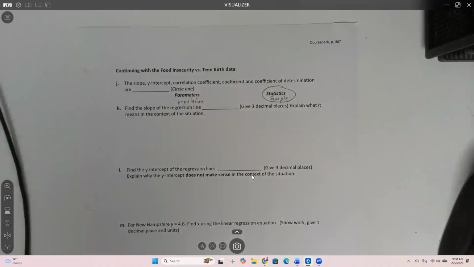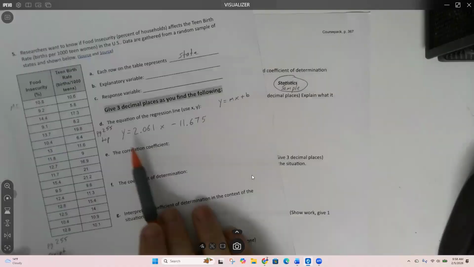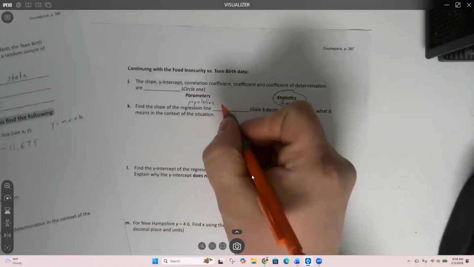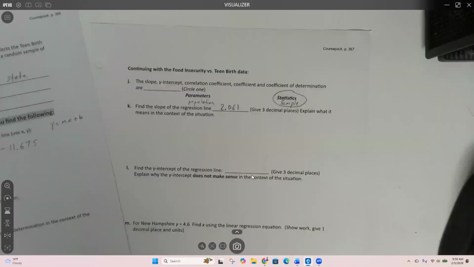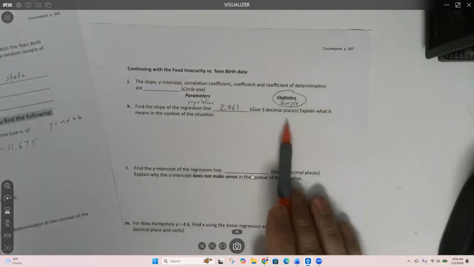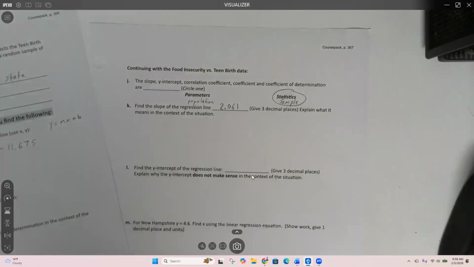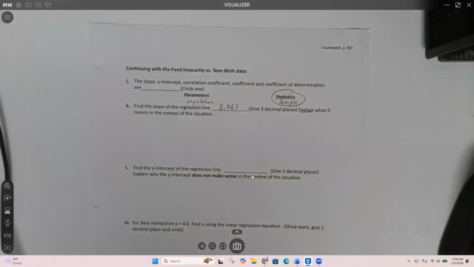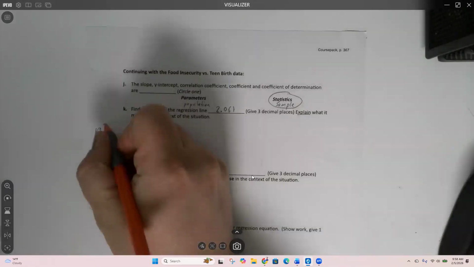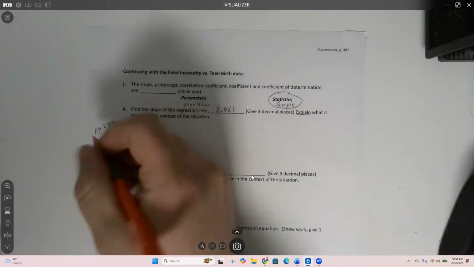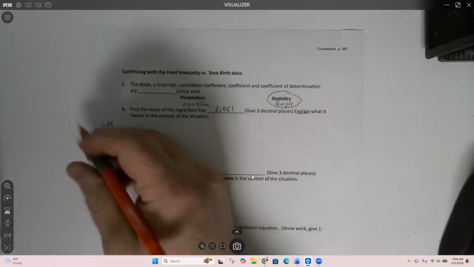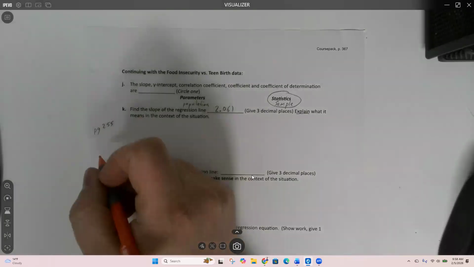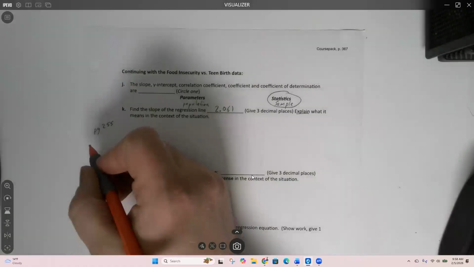Find the slope of the regression line. So one of these two numbers was the slope. Our slope in this case is 2.061. Explain what it means in the context of the situation. So explain or interpret, both of those mean we want a sentence, okay? And again, everything's on page 255 today. Page 255 is part of the exam notes packet, so you'll get to use that on test day. There is a script for this.